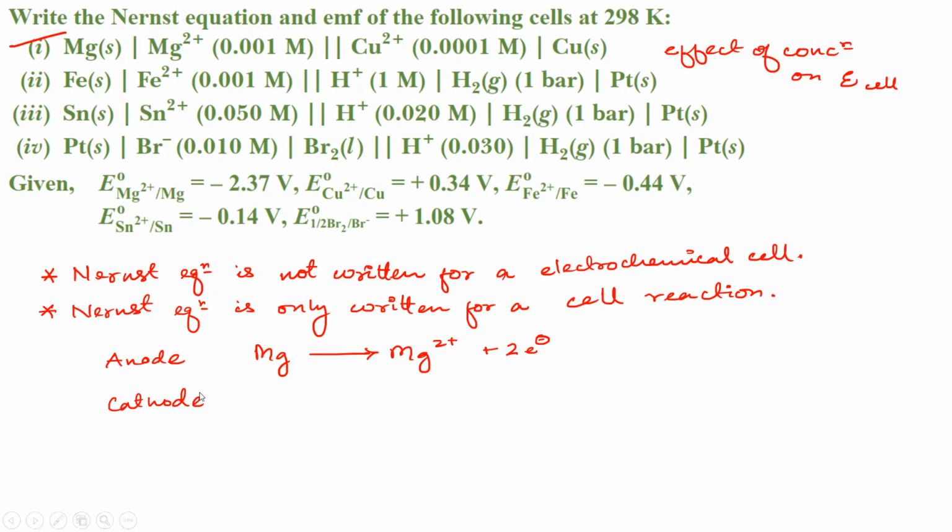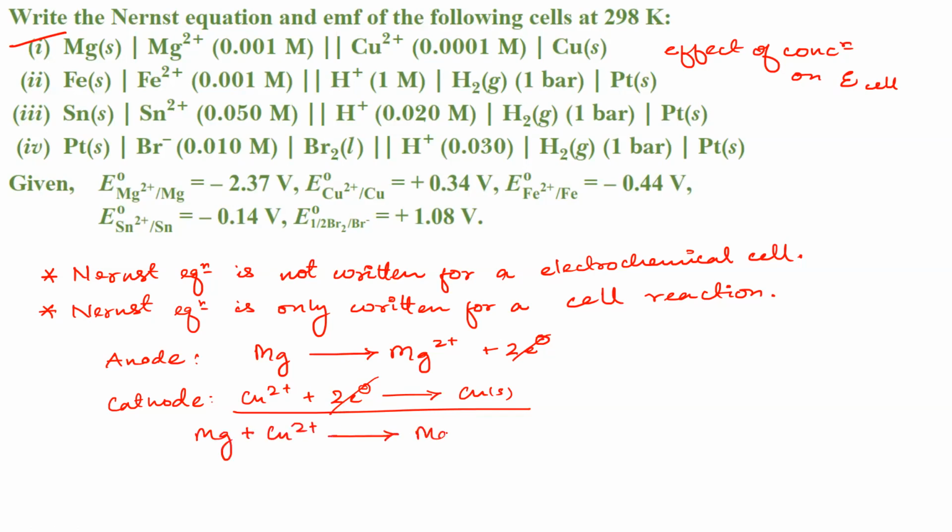At the cathode, we have copper 2 positive plus 2 electrons giving me copper solid. Now for the cell reaction, you will add these two reactions. The 2 electrons and 2 electrons get cancelled, and you will have Mg plus Cu2 positive giving me Mg2 positive plus copper. Is that fine? Yes or no? Please tell me till here.